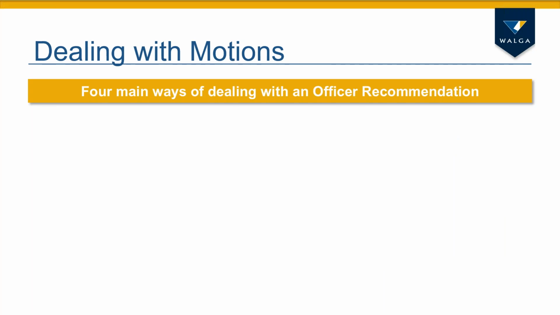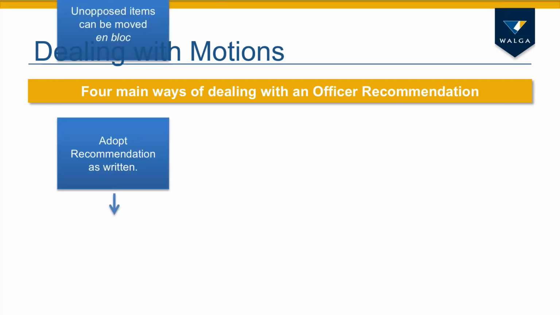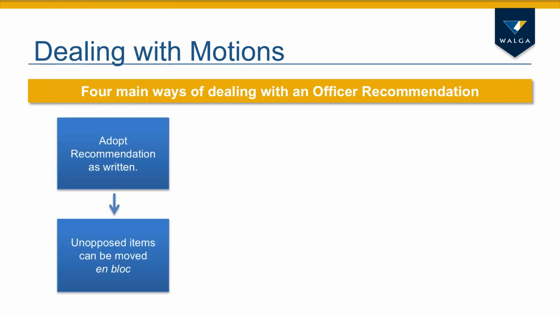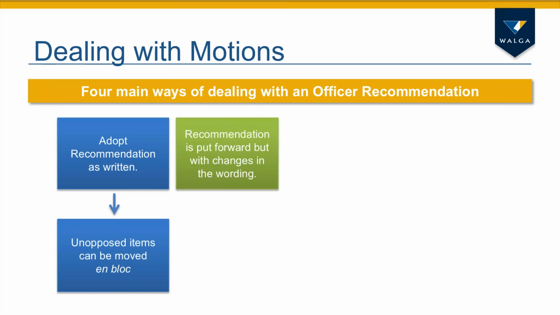The 4 ways that an officer recommendation may be dealt with include a motion to adopt the officer recommendation as written in the report, a motion to adopt the officer recommendation as written in the report but with minor changes, even if the original motion is to adopt the officer recommendation. A motion to amend can be moved at any time during debate, and if passed, the motion for the officer recommendation will be amended accordingly.